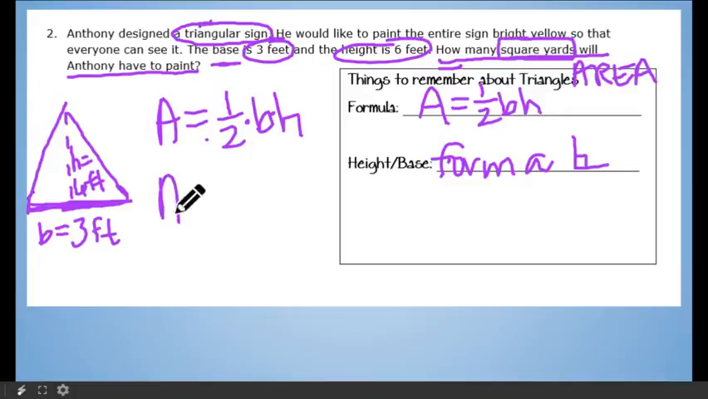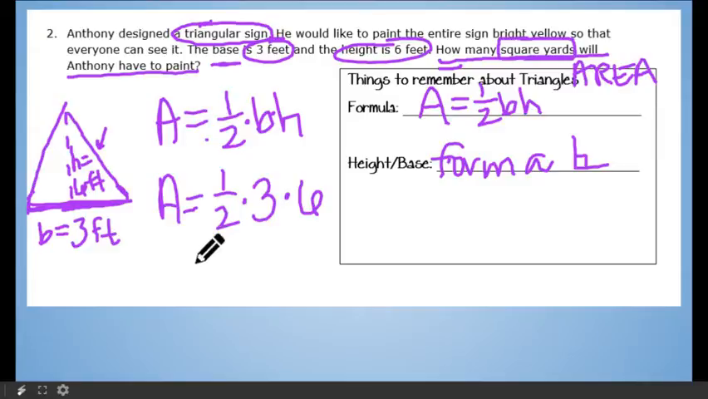So now underneath it, we plug in the numbers. So 1/2 times the base, which is, we see here, 3, times the height, which we labeled is 6. Now, if it gives you the length of the slanted sides here, we don't need to use those. All we need to find area is the length of the base and the height.